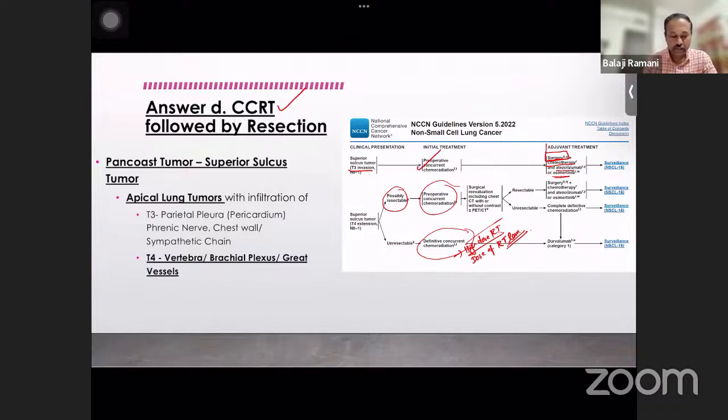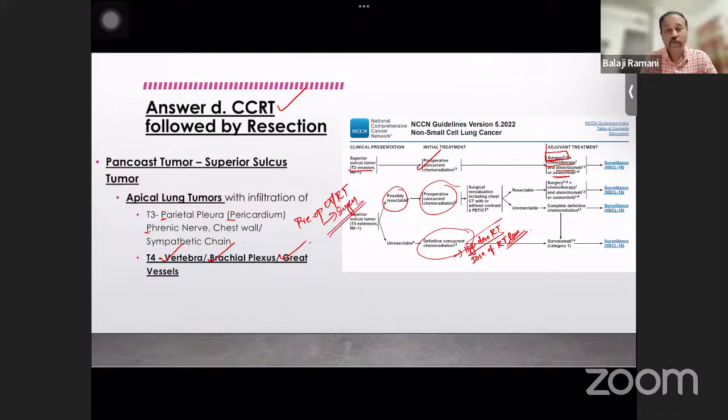So for an apical tumor, which is T3 and which is T4? T4 is basically the unresectable structures, like the brachial plexus, the vertebra, and then the great vessels. Just remember what is T4. All the rest will come under T3, meaning pleura, pericardium, phrenic nerve. The 3 P's: parietal pleura, pericardium, phrenic nerve. Other than that, it can be chest wall and sympathetic chain. All of this we know is resectable, where we go for pre-op CT, RT, and then follow it up by surgery.